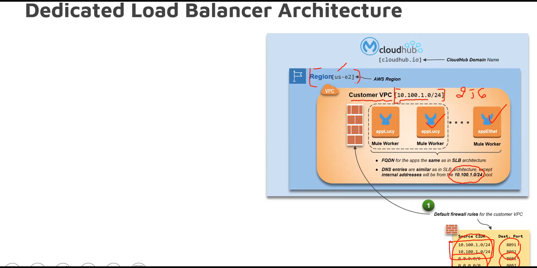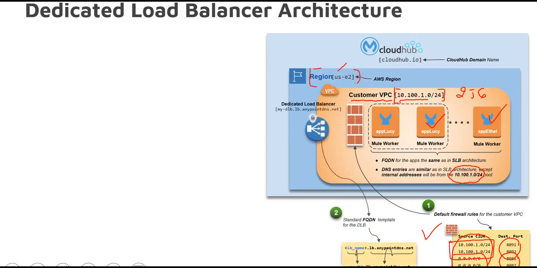0.0.0.0 means public internet. 10.100.1.0/24 means my VPC. So point number one, four firewalls. At any point of time, we can change them after creating. You can edit, you can change, you can delete. Point number two, now the dedicated load balancer.